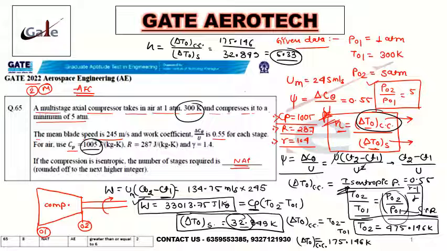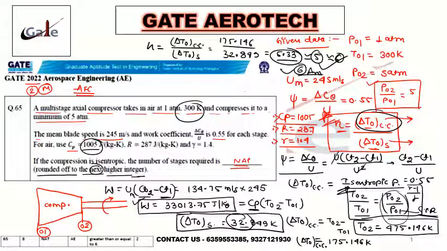This is not possible, right? 5.33, how can you design that? It should be either 5 or 6. You cannot design 5.33 stages. This is not at all possible. Now they have said to round off to the next highest integer. So what will it be? It will be 6 only, right? You can design either 5 stages or 6. So this becomes your answer.